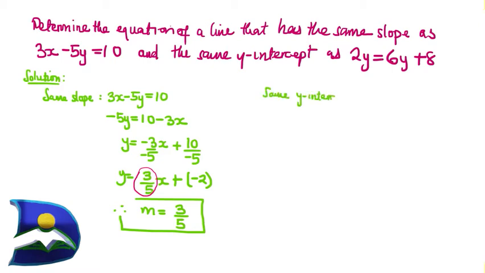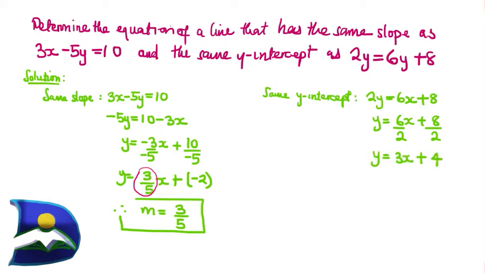Now the second thing is that I need to find the y-intercept for the second line, because that y-intercept is the same as the new line's y-intercept. So to solve, we're going to rearrange this equation to look like y equals mx plus b. We know that y is isolated on the left side, but it has a coefficient. I can just divide both sides by that coefficient, which in this case is 2. Once I divide everywhere by 2, what I have is 6 over 2x plus 8 over 2. Once I reduce, my equation is y equals 3x plus 4.